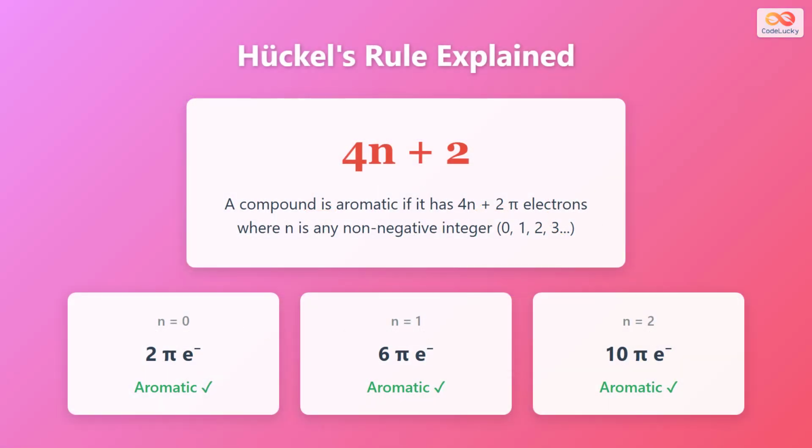Hückel's rule provides a mathematical way to predict aromaticity. The rule states that a compound is aromatic if it has 4n plus 2 pi electrons, where n is any non-negative integer such as 0, 1, 2, or 3. Let's look at examples. When n equals 0, we get 2 pi electrons, which is aromatic. When n equals 1, we calculate 4 times 1 plus 2, giving us 6 pi electrons, which is also aromatic. This is the case for benzene. When n equals 2, we get 10 pi electrons, again aromatic. This simple formula helps us predict whether ring compounds will exhibit aromatic stability.